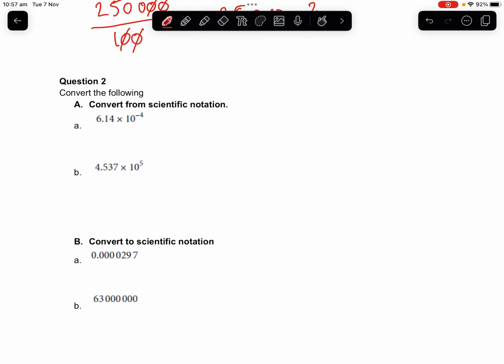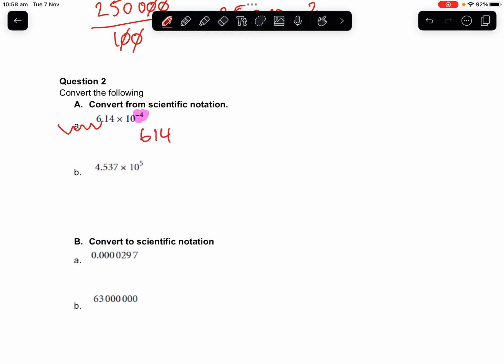Question 2. Convert from scientific notation. So currently we have scientific notation and we need to convert it to a standard decimal. The easiest way for you guys to do this is just plug this into your calculator, press equals, and it will give you the result. But let's say we want to do it the standard way. What this -4 means is that the decimal originally was towards the left 4 times. Move the decimals to the left 4 times.